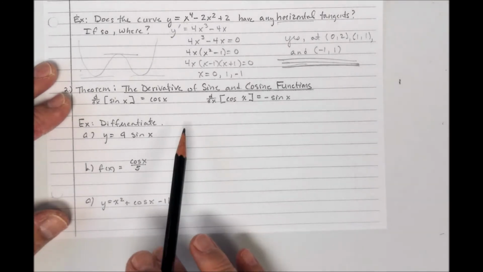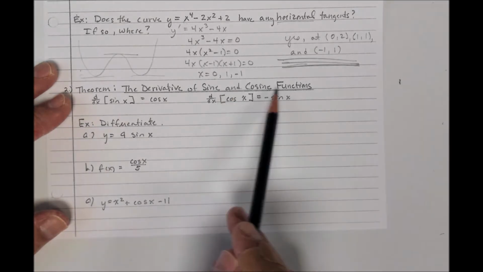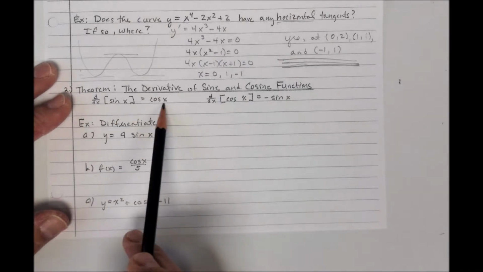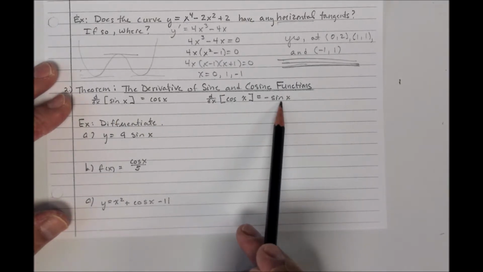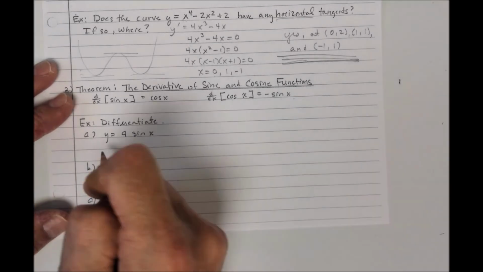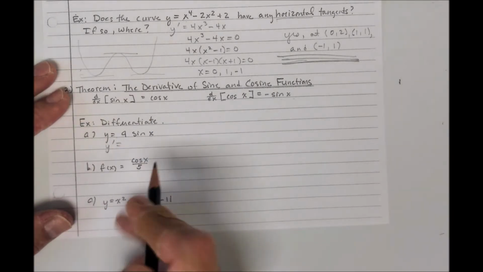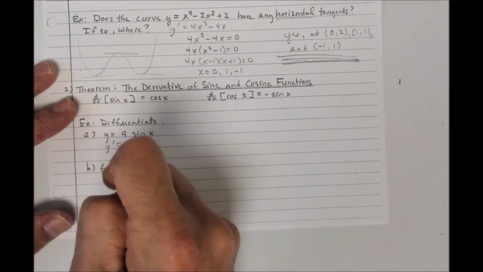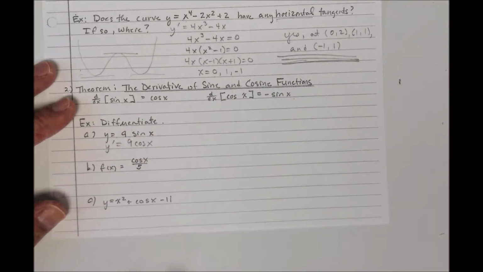it up online. But essentially what it comes down to is for the derivative of sine and cosine functions, the derivative of the sine of x is the cosine of x, and the derivative of the cosine of x is the negative or the opposite of the sine of x. With that stated, y prime for y equals 9 sine of x would be constant times your function, 9 times the cosine of x, because the derivative of sine of x is cosine of x.